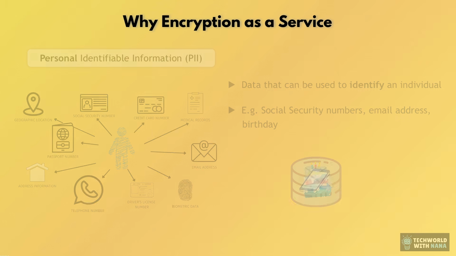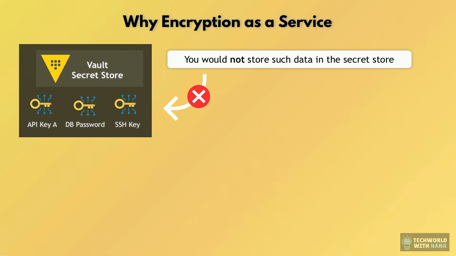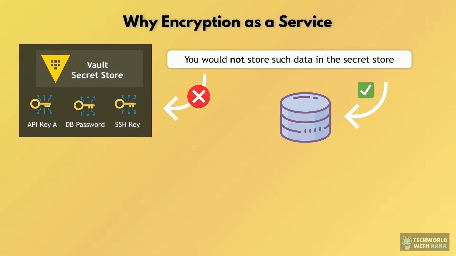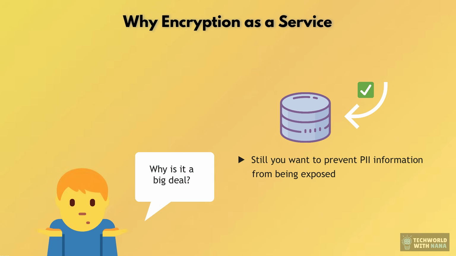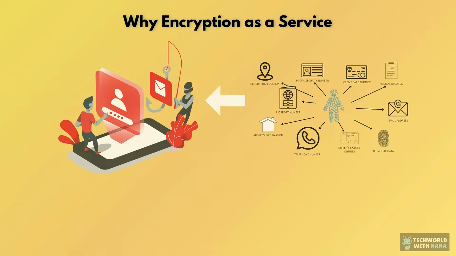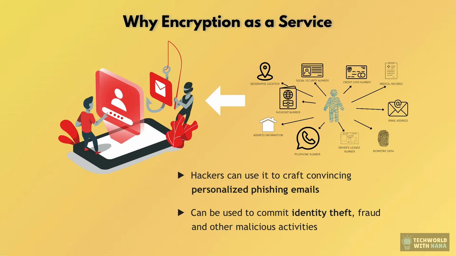Now, these aren't considered secrets, so you wouldn't store them in Vault or a secrets management tool. Instead, they will be stored in a regular database along with other application data. But there are security implications of the PII being exposed. Now, you may be thinking, why is that a big deal if this kind of information gets exposed? Because a lot of them may be public already. Well, hackers can actually use this information to craft very convincing personalized emails or messages for phishing attacks, for example.